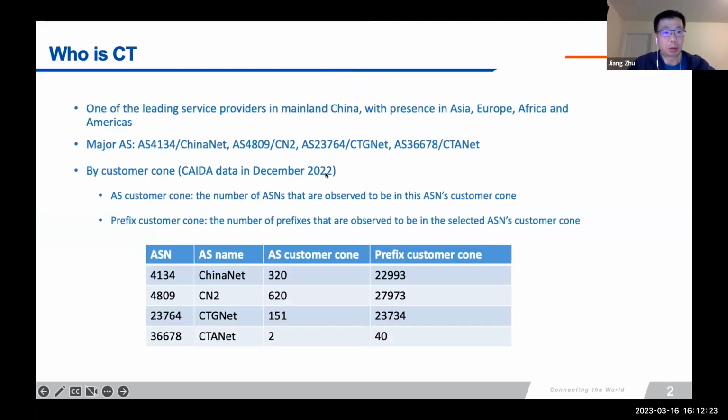China Telecom is one of the major service providers in China, with network presence in Asia, Europe, Africa, and Americas. China Telecom owns four major backbone ASNs: 4134, 4809, 23764, and 3678. You can see from the table, from CAIDA's observation last December, there are 320 AS numbers and over 22,000 prefixes observed in AS4134's customer cone. For AS4809, over 627,000 prefixes are observed. For AS23764, 150 AS numbers and 23,000 prefixes are observed.